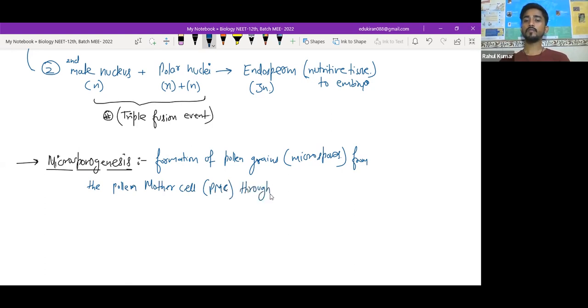And whenever we make gametes, through which division are gametes formed? Meiosis or mitosis? Gametes are always formed through meiosis, reductional division, because gametes are haploid. Now this pollen mother cell is diploid. So PMC is diploid and pollen grains are haploid. So that's why meiosis comes into picture, because it is called reductional division. Make sense?